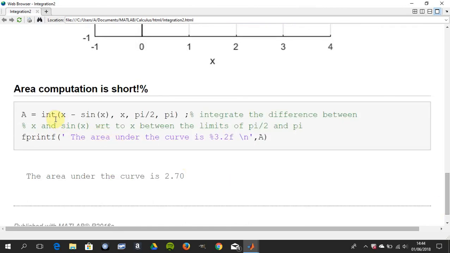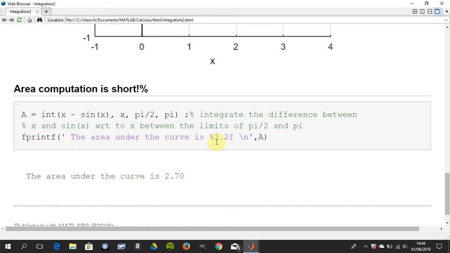We're integrating between x and minus sin x. So we're subtracting those two with respect to x, and the limits are, the lower limit is pi over 2, the upper limit is pi. And we get the answer a. And then I did an fprintf there. And the area under the curve is 2.70.